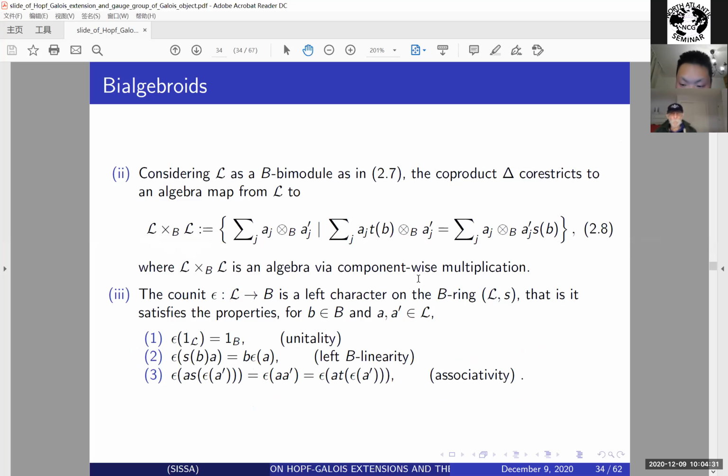And finally, we also have the counit, which is a left character on the B-ring, which means it satisfies the unitarity condition, and second, it satisfies the left B-linearity, and at last, it also needs to satisfy the coassociativity condition. The reason why we need to co-restrict the coproduct to the image, which is the subalgebra of the balanced tensor product, is that only in this way can we give a well-defined multiplication over the balanced tensor product.